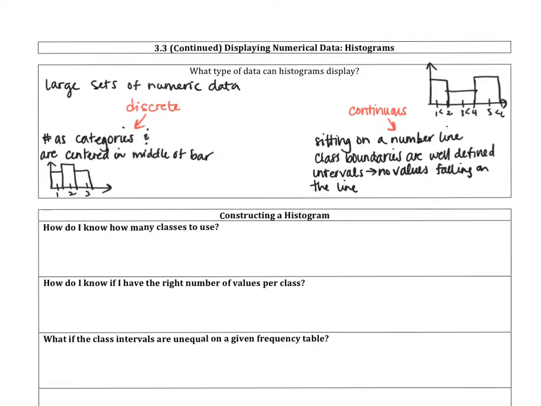All right, how do I know how many classes to use? We already discussed this with cumulative relative frequency plots, and it's the square root of the number of observations. How do you know how many numbers to put into each class? We also discussed this already, and this is the range divided by the number of classes or intervals, and that's the amount of values per interval.